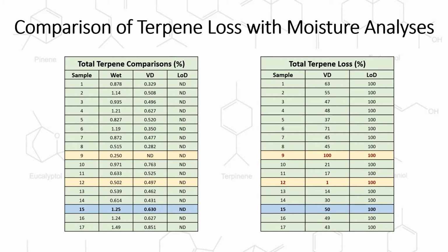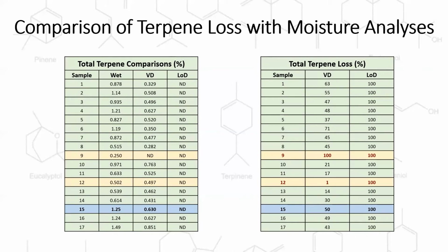In these tables, you can see the total terpene percentages for all three sample preps. So the wet sample clearly contains the highest terpene values, followed by the vacuum desiccation sample. The loss on drying samples contain no terpenes across the board. They were all gone, every single one.